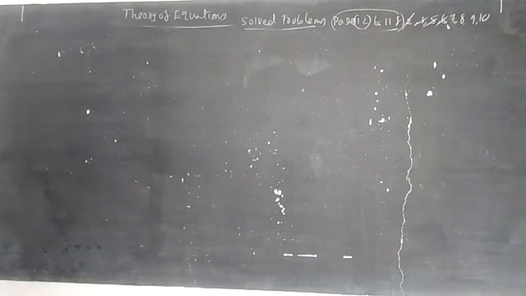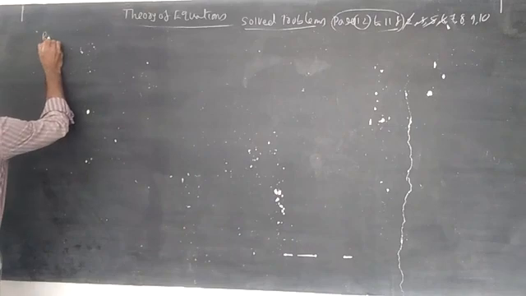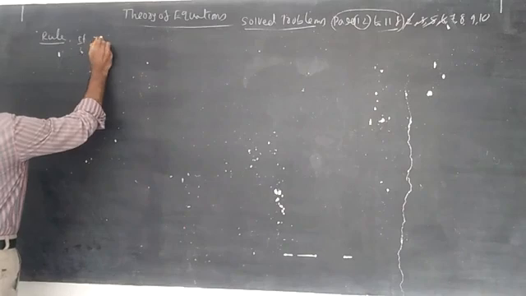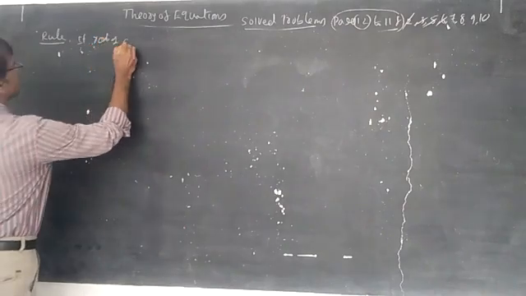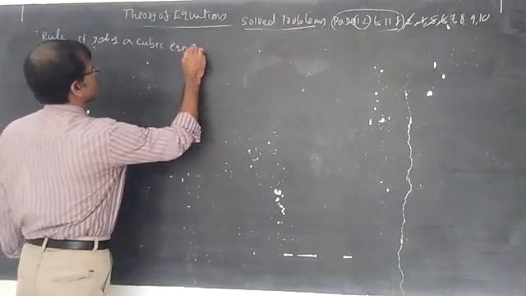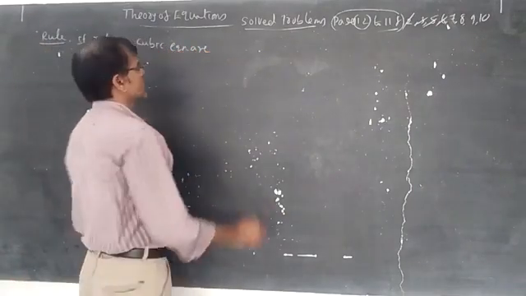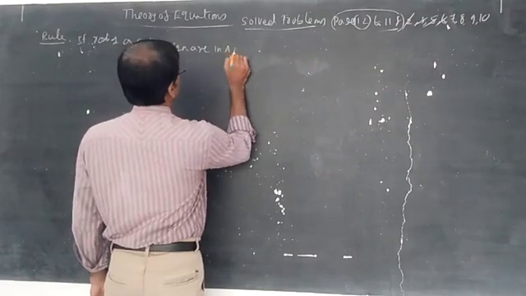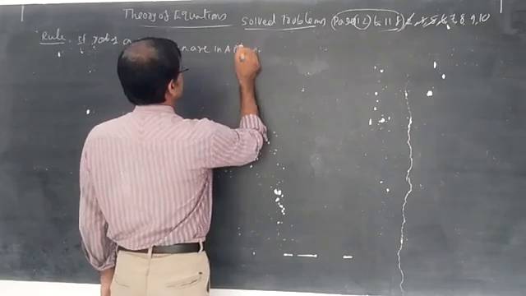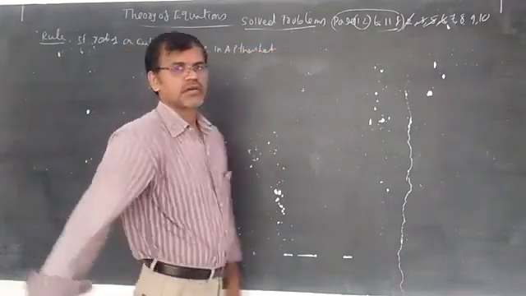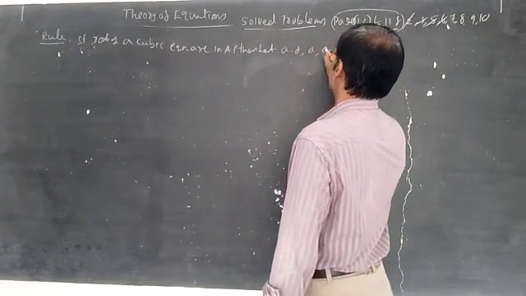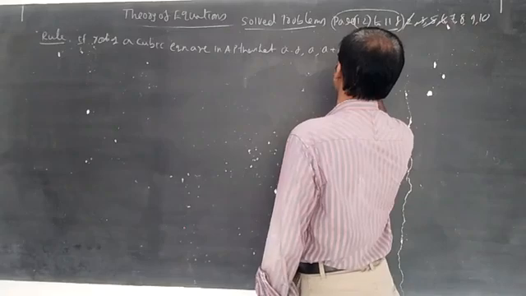Solve. A rule I am writing. If roots of a cubic equation are in AP, then let a minus d, a, a plus d be the roots. a minus d, a plus d are roots.